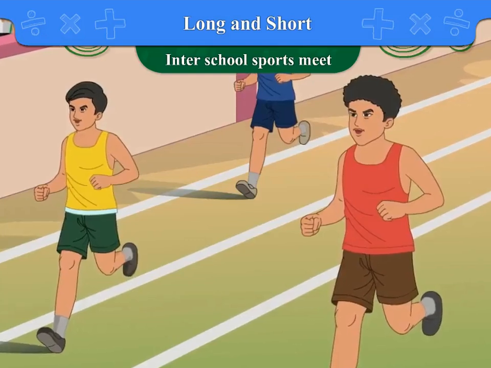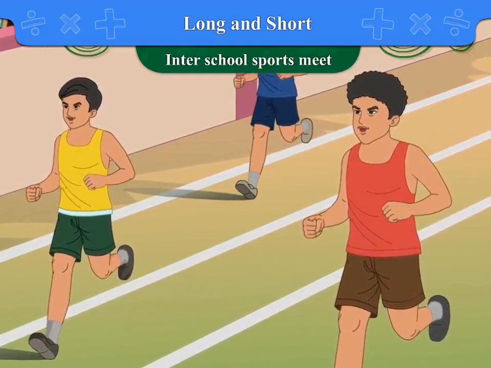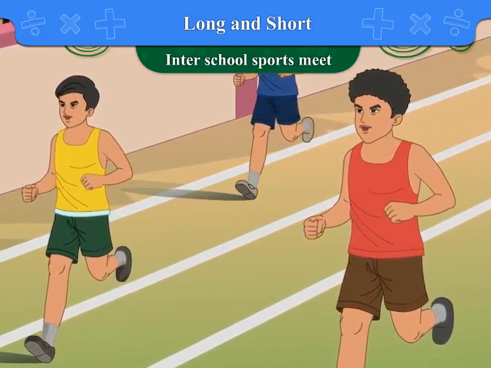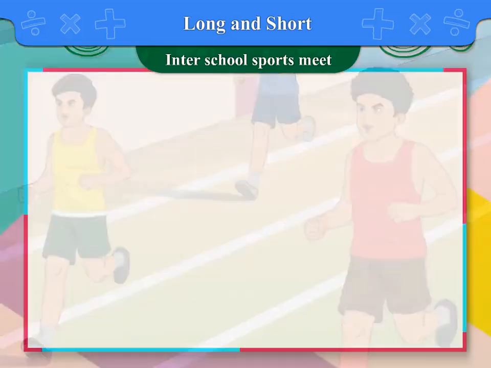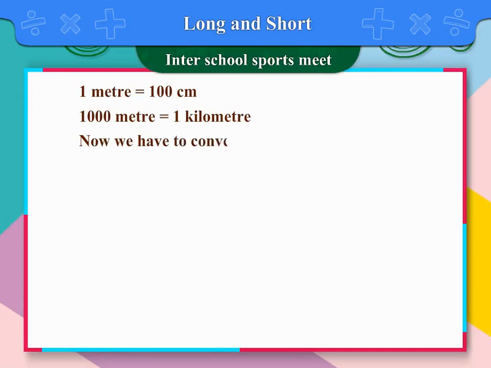You all know about centimeter and meter. However, here we will remember and learn about the new unit kilometer. 1 meter is equal to 100 centimeter. 1000 meter is equal to 1 kilometer. Now we have to convert 1500 meter and 3000 meter to kilometer.